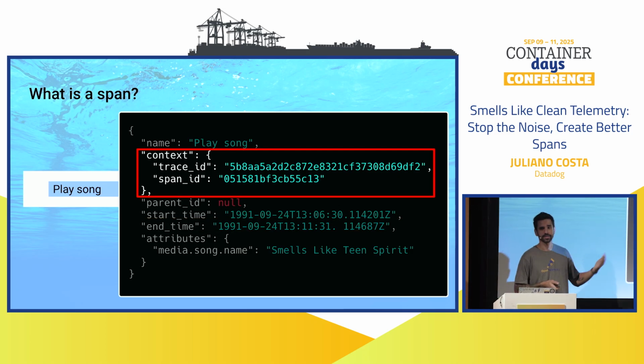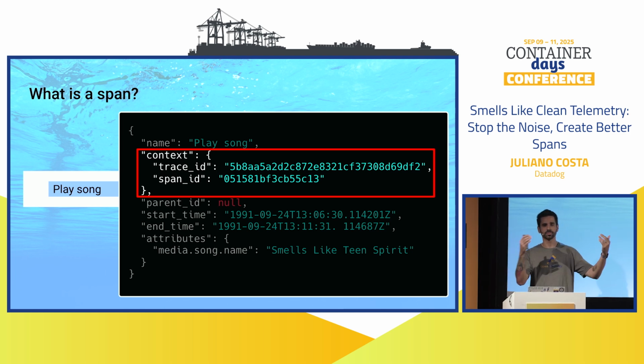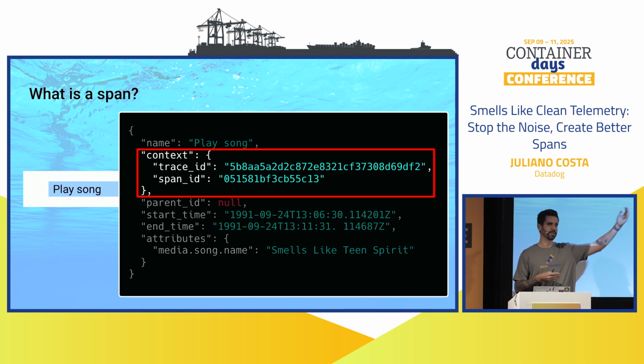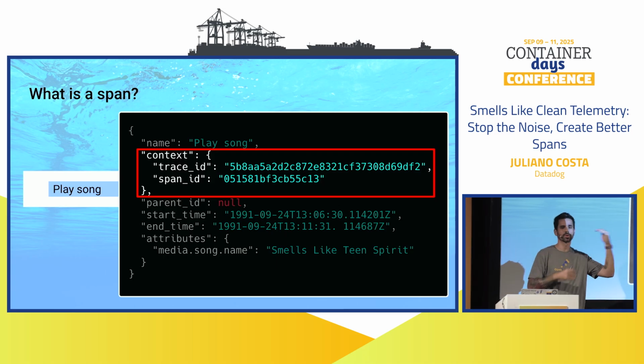For instance, the context. Whenever a span starts, it creates a span ID to identify the span. And if there is no trace already started coming through context propagation or within the service that is creating this span, a new trace ID is created. So the first span, or what we call root span, is the first one that will create the trace ID and the span ID.